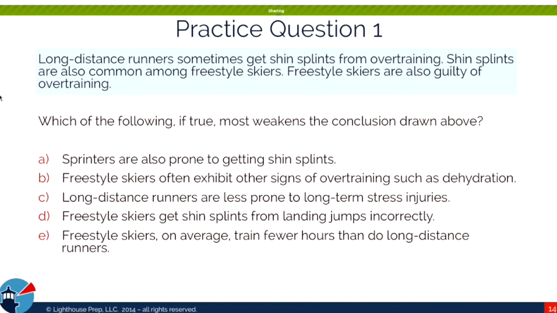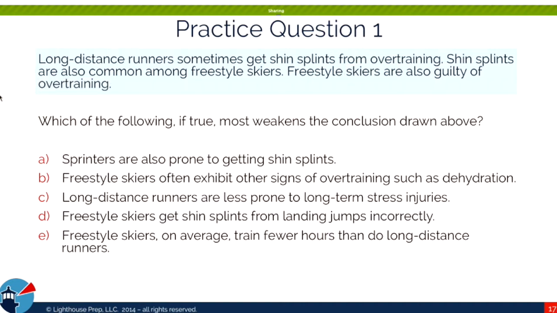So the first sentence, what I see as the key words here are runners, right? I don't care about long distance runners or short distance runners. I just see runners get shin splints from overtraining. That's the gist of what they're trying to tell us. In the second sentence, shin splints are common amongst freestyle skiers. That's all I care about there. And in the third sentence, skiers overtrain. That's all I care about in that sentence, right?